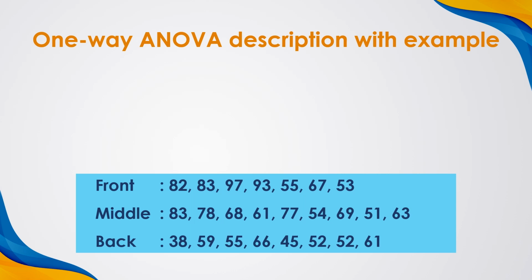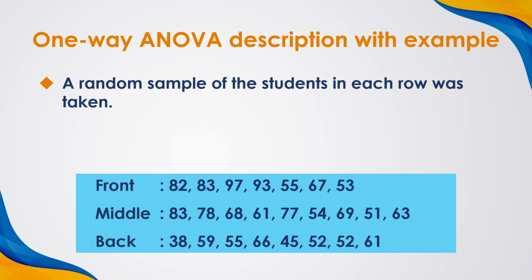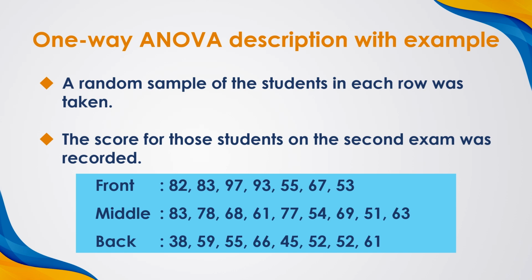Let us consider one sample data. These are the students' marks in a random sample. A random sample of the students of each row was taken. The score of those students on the second examination was recorded by a teacher. There are 3 rows: front row, middle row and back row. The front row has some students, and their scores are given. Similarly, for the middle and back rows, their students' scores were given. Now, our interest is to test whether there is any significant difference between the average score of the front row, the average score of the middle row and the average score of the back row.